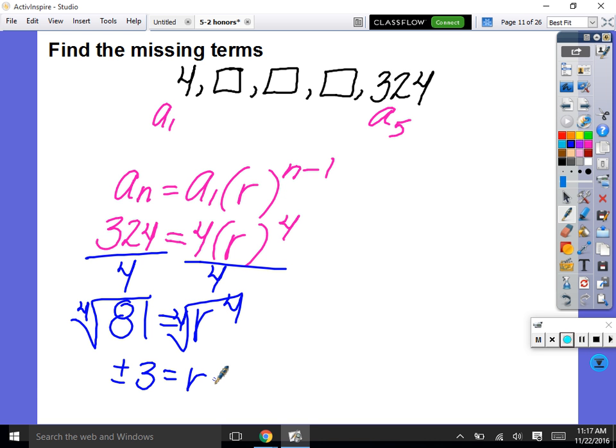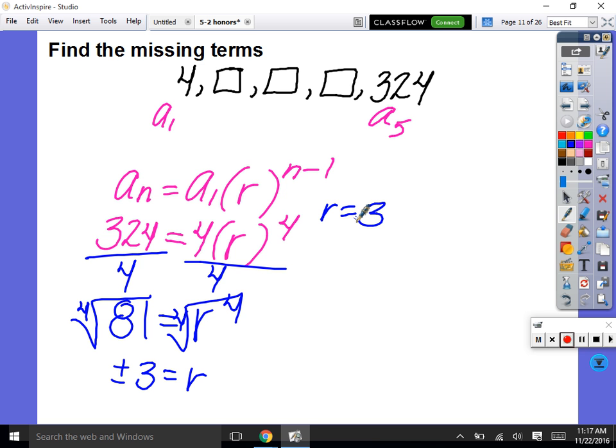So our common ratio is plus or minus 3. And on the online homework, if that ever happens, it'll give you two options. It could be these three things or these three things. Does that make sense? So our ratio, let's go with positive 3.